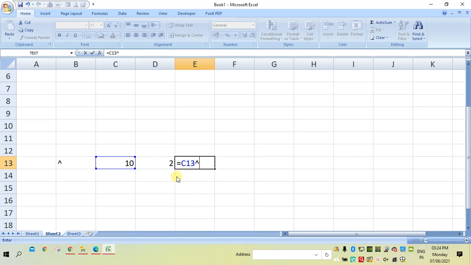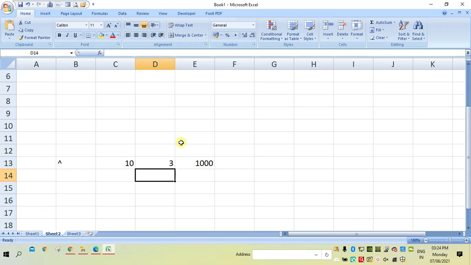It is because 10 to the power of 2 is 10 into 10, and 10 into 10 is nothing but 100. Suppose you make it 3, and the result will be 1000, so that is 10 into 10 into 10, 3 times. So this way we will use arithmetic operators in formulas. One thing you remember is that every formula must start with the equal to symbol. Not only formulas, even functions also start with the equal to symbol.